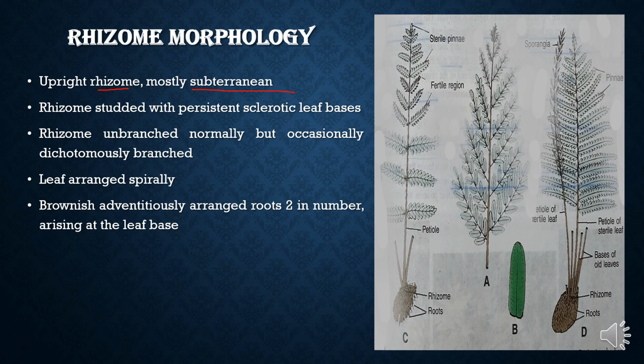But the rhizome, the very characteristic feature is that the rhizome is not covered by any uniseriate or biseriate hair or ramenta, but instead it is covered with the leaf bases, which are sclerotic. These sclerotic leaf bases provide support for the rhizome, and they are persistent. The rhizome here is usually unbranched, but when it branches it has a dichotomy.